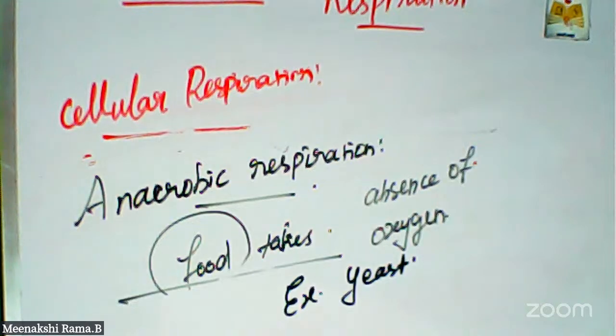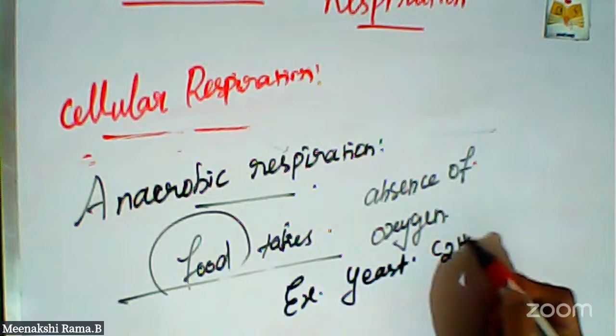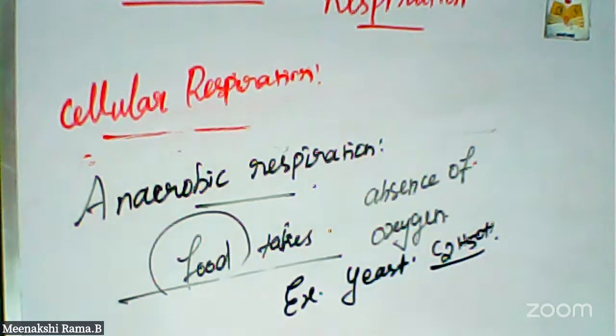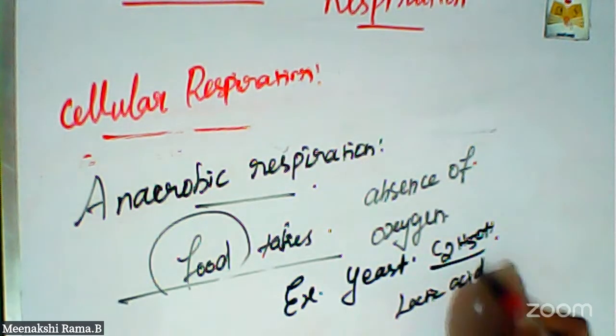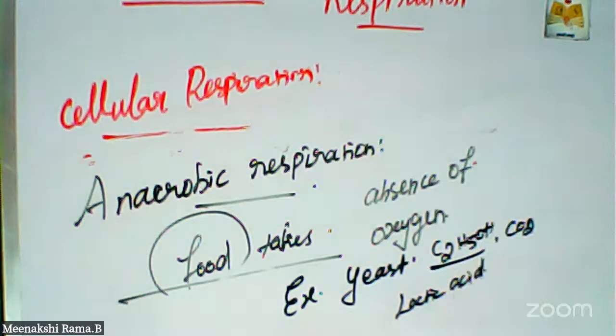Do you know the yeast? Yes, it is a well-known organism. Ethyl alcohol or lactic acid and carbon dioxide are the byproducts. What are the byproducts in this process? Ethyl alcohol, that is C2H5OH, which is the formula of ethyl alcohol, or lactic acid, and then carbon dioxide. So these are all the products.